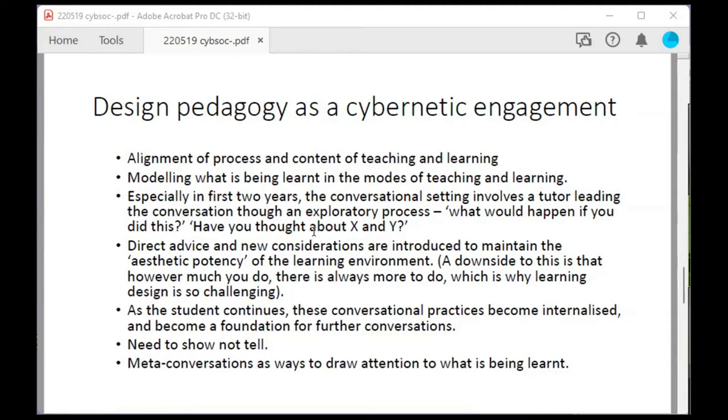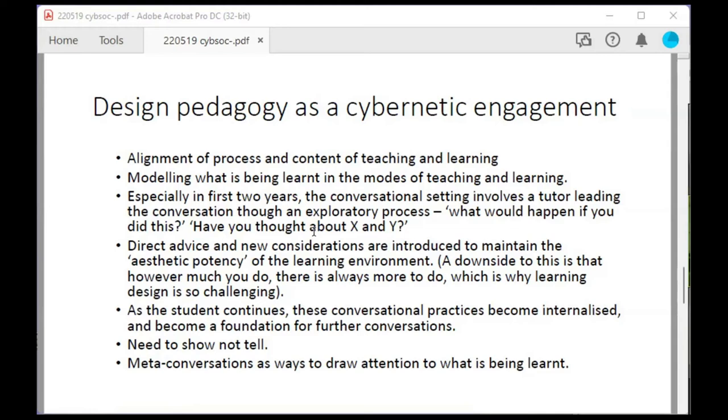So you're trying to teach through a conversational mode of engagement, and you're trying to teach students to conduct conversational modes of engagement, right? So you have a form-content match. And this means you can model what is being learned in the mode of learning. Model what's being taught and learned in the mode of teaching and learning. And I think this is particularly important in the first couple of years of architectural education.